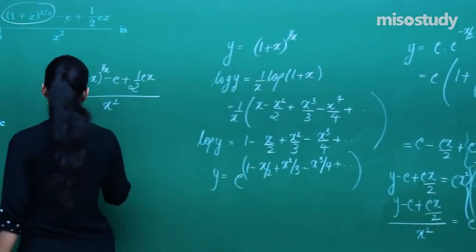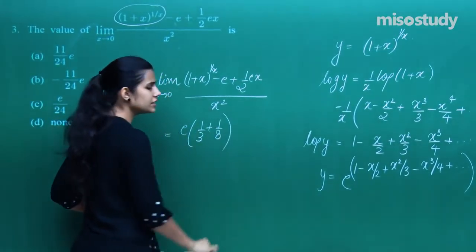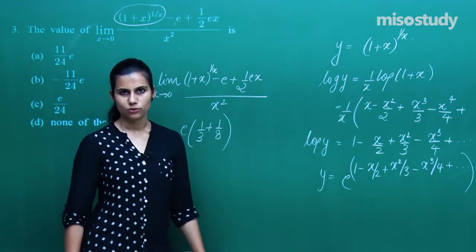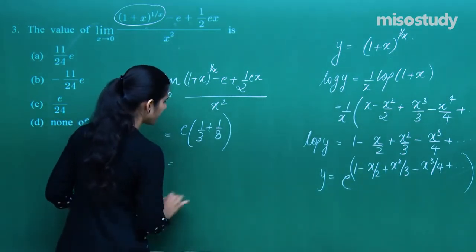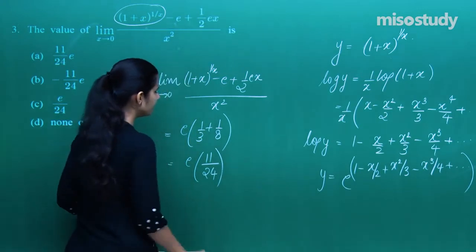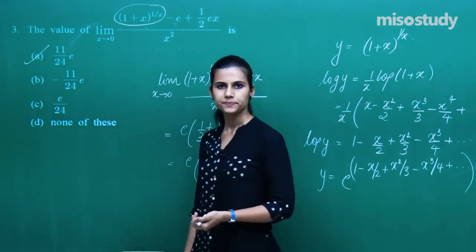Yes, just left with e multiplied by 1 by 3 plus 1 by 8, because the rest of the terms contain x. So when x approaches 0, all those terms become 0. And 0 plus anything is that thing itself. So this gives you 11 by 24e. So your answer is option number A.